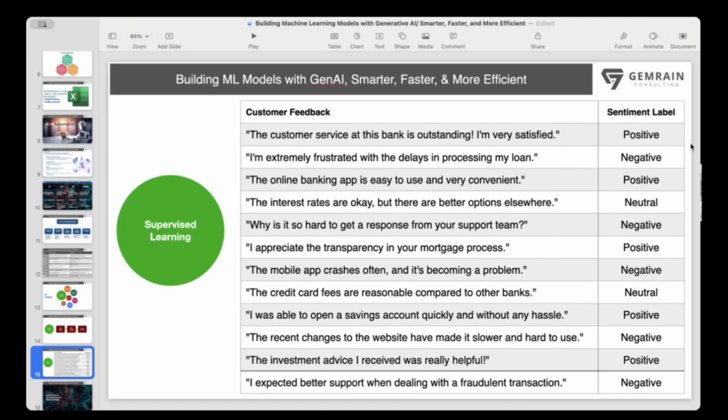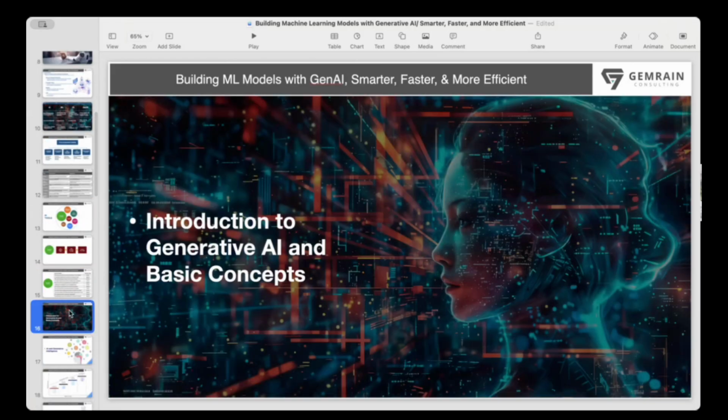So, okay, this one is negative: "I'm extremely frustrated with the delay in processing my loan." Oh, okay, the problem is the delay. So the bank is going to start working on, okay, we need to speed up the process using AI, right? And so on. So this is how important it is to use AI for the automation, all right?